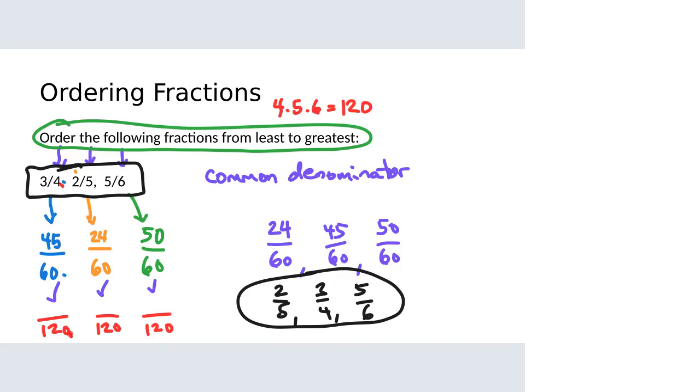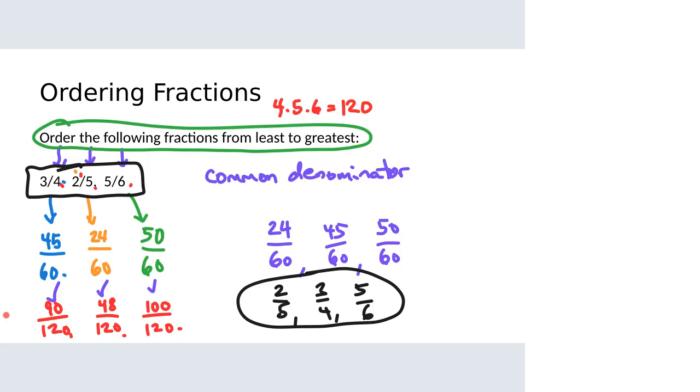I don't know. I'll divide it. 120 divided by 4, that's 30. So I need to multiply the numerator by 30, and that's 90 over 120. I want to rewrite 2/5 with 120 in the bottom. I don't know how many times 5 goes into 120, so I'll divide it. 120 divided by 5 is 24. So I'll need to multiply the 2 by 24, and it'll be 48 over 120. And then finally, 6 goes into 120 20 times. 5 times 20 will be 100.